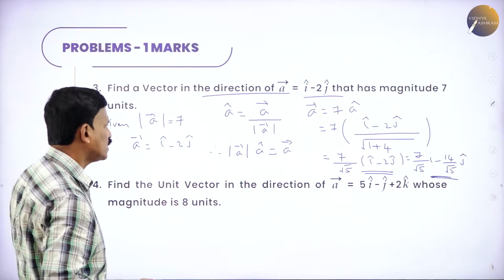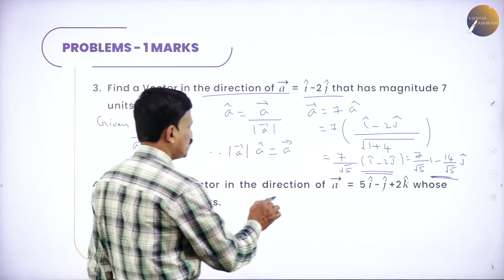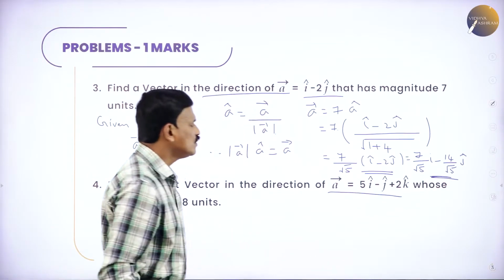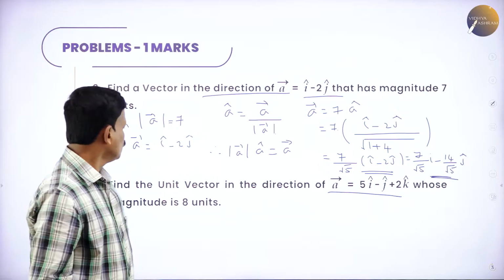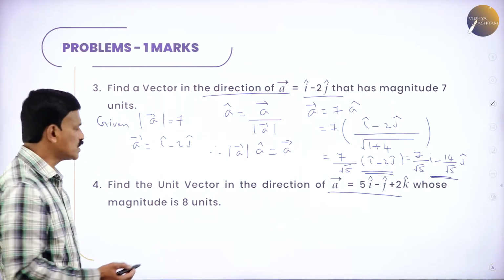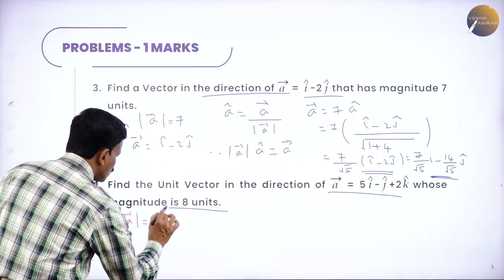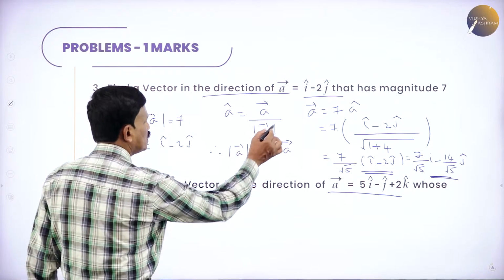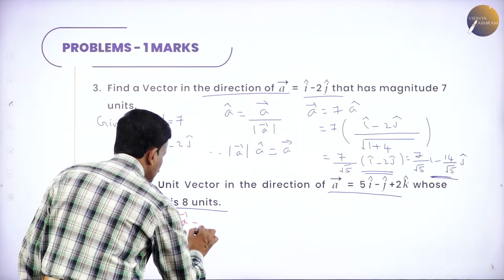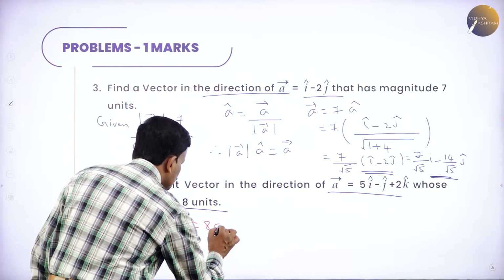Find the vector, same type of problem, in the direction of vector A equals 5i minus j plus 2k, whose magnitude is 8 units. Same. What is given here? Length of A is equal to 8 units. What is the required vector? The required vector is 8 times the unit vector.